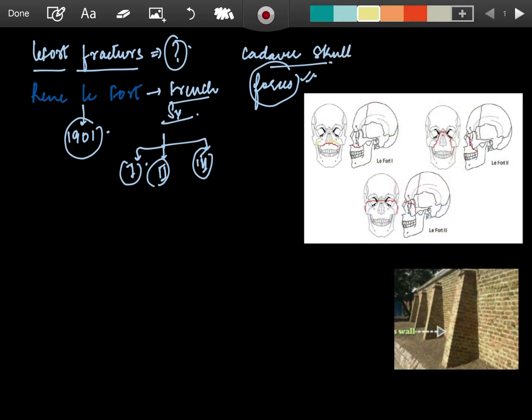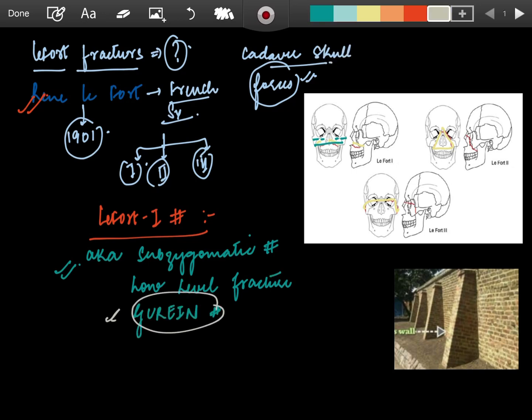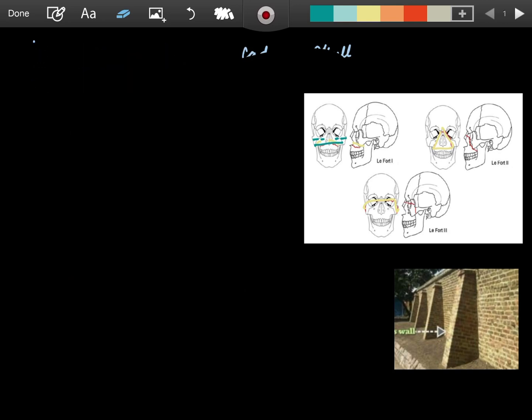LEFORT 1, LEFORT 2 and LEFORT 3, as you can see in the pictures. In this video, we will particularly talk about the LEFORT 1 type of fracture. It is also known as a subzygomatic fracture because it is below the zygoma or the zygomatic arch. It is also called a low level fracture and Guerin fracture. Why it is called a Guerin fracture, we will discuss further. It is also called a floating maxilla when it occurs bilaterally, and another name is a horizontal fracture. So this was all about the LEFORT fracture names.